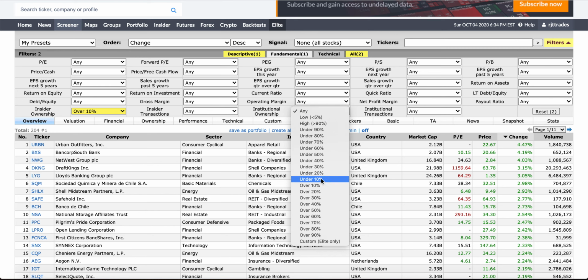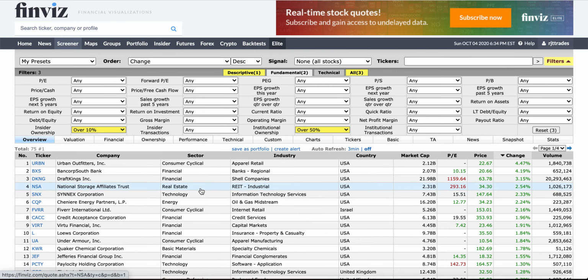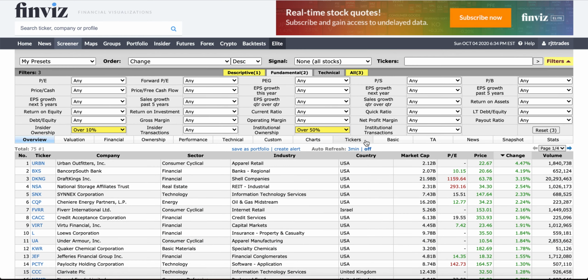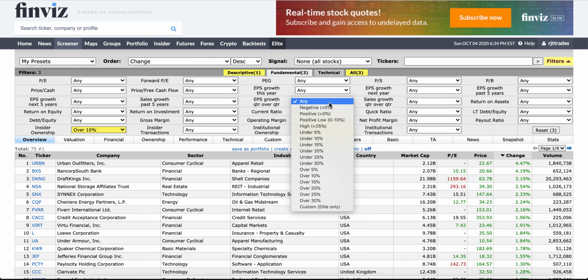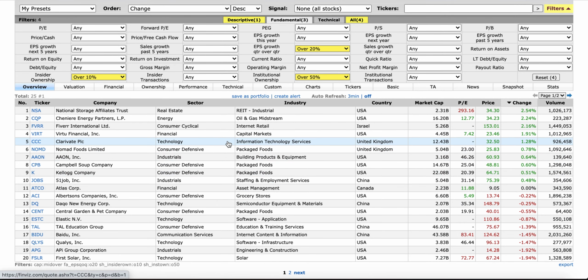So let's do 40. Okay, that gives a pretty good inside ownership, institution ownership. And you can actually do, let's say, EPS growth next year, right? EPS growth this year, probably EPS growth quarter over quarter. So how is it growing? Maybe we want something over 20. And look at that, we just went from like 200, 300 to 25.